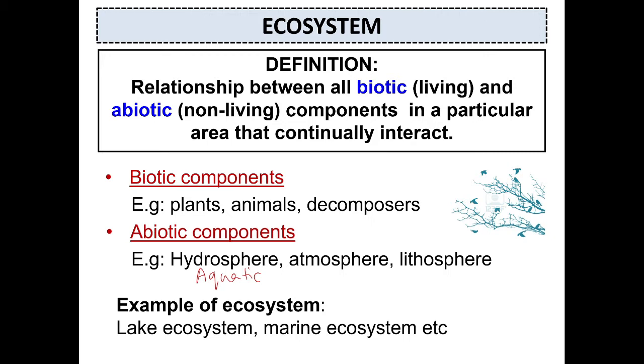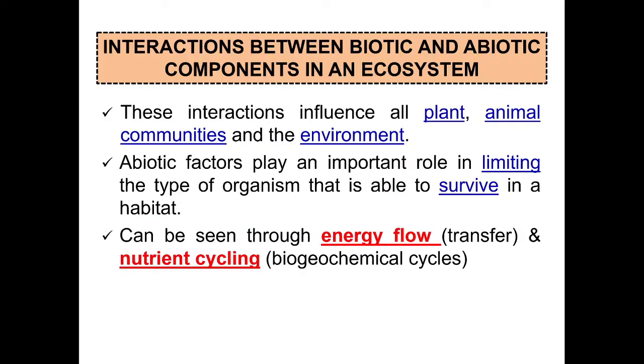There are so many examples of ecosystem. Even an aquarium is also considered an ecosystem, a very small area, a very small space, as long as there is interaction between biotic and abiotic components. So we are going to learn about two ecosystems here, which are the lake ecosystem and the tropical rainforest ecosystem.